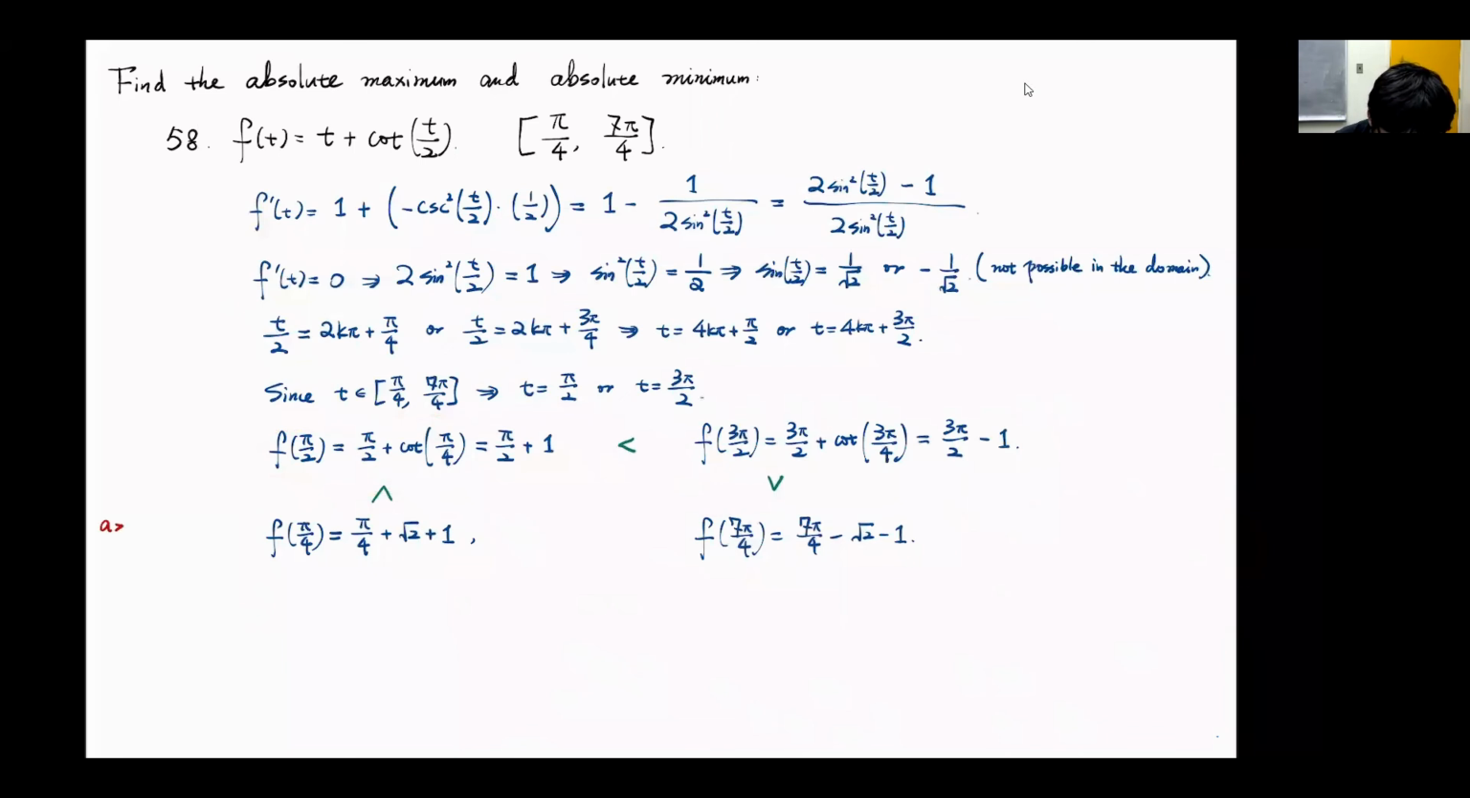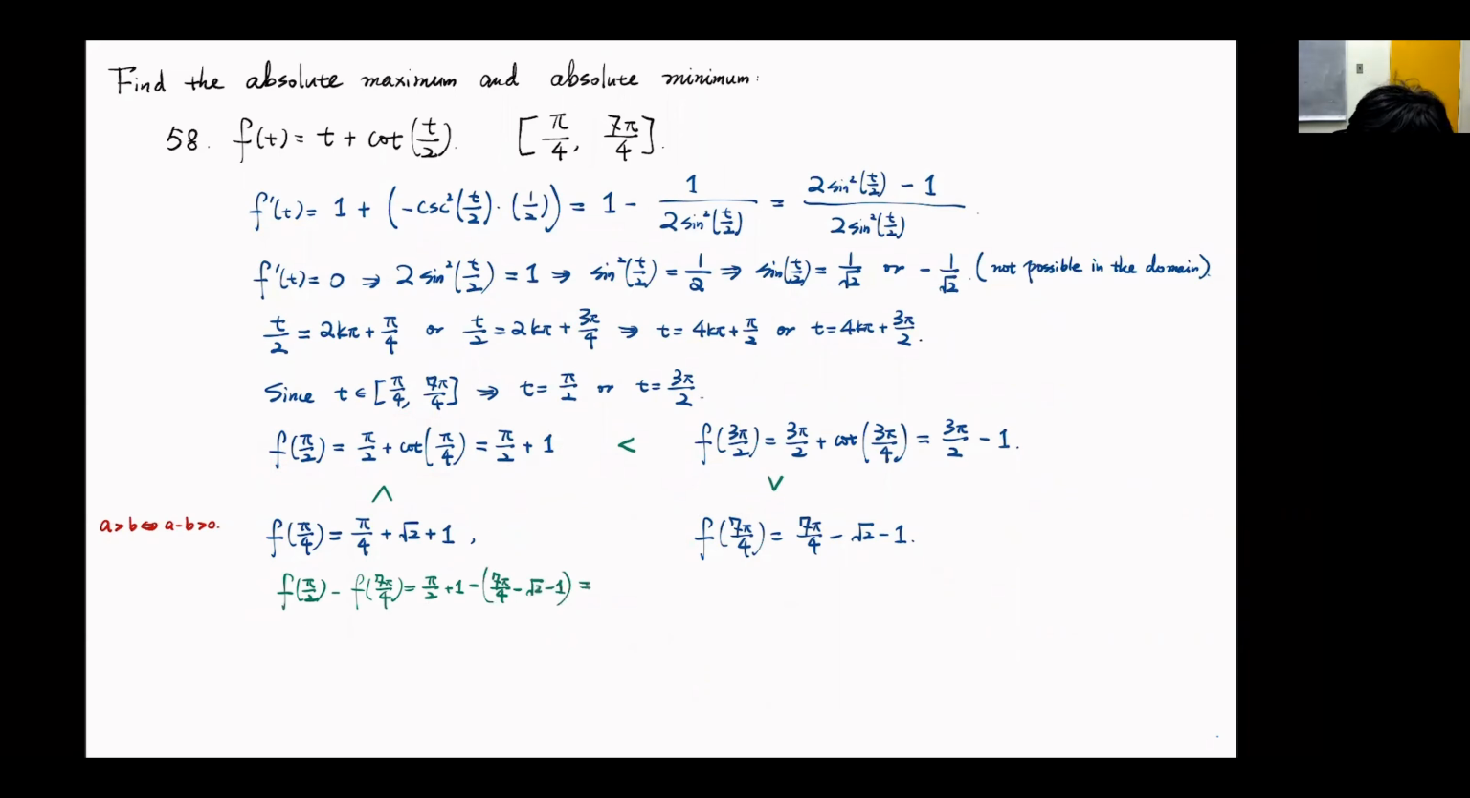So a greater than b if and only if a minus b is greater than 0. Okay, so to determine which one is larger, let's look at their differences. So f of pi over 2 minus f of 7 pi over 4. So this will be pi over 2 plus 1 minus 7 pi over 4 minus root 2 minus 1. And be careful, do not forget a parenthesis over here.